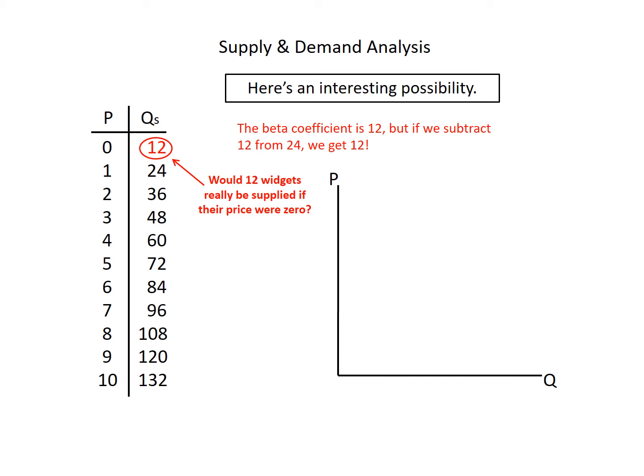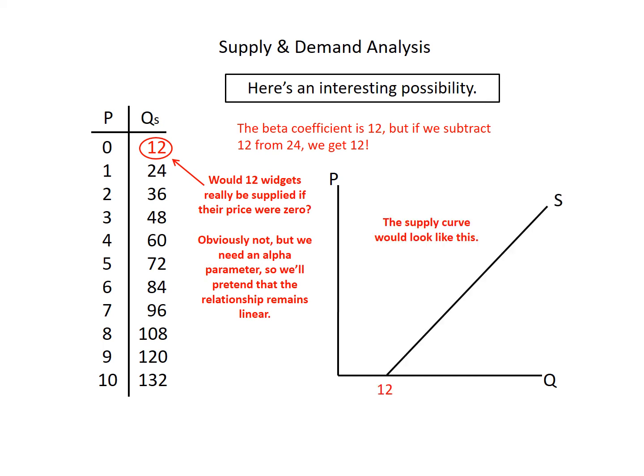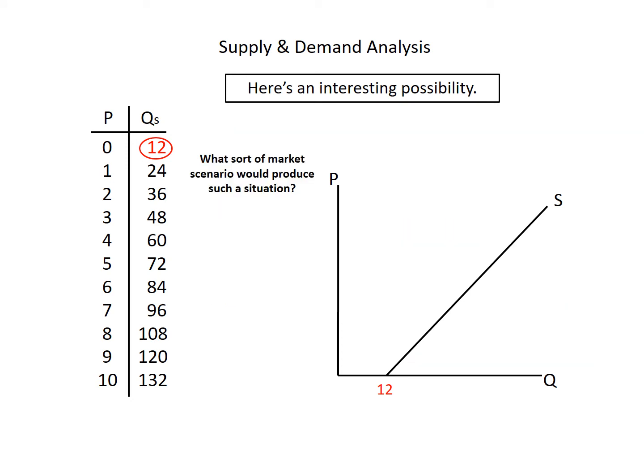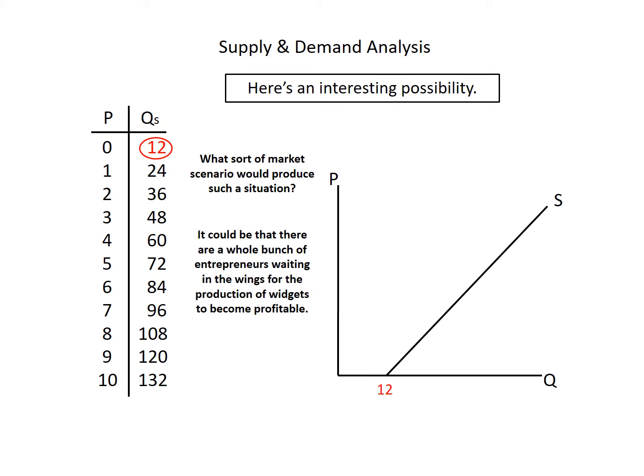And would 12 widgets or whatever good or service we're talking about really be supplied if their price were 0? Obviously not, but we need a number there that would keep the relationship linear so we could get an alpha coefficient. So the supply curve would look like this. It would intersect the axis of the dependent variable at 12. What kind of scenario would produce this situation? Well, it could be that there are a whole bunch of entrepreneurs twiddling their thumbs, sitting on their hands, waiting in the wings, waiting for the production of widgets to become profitable.